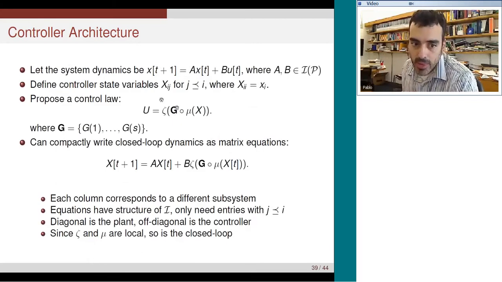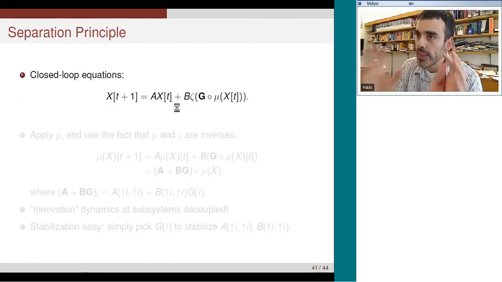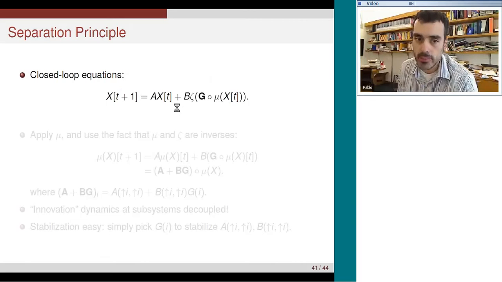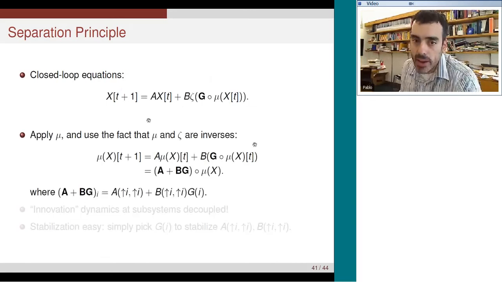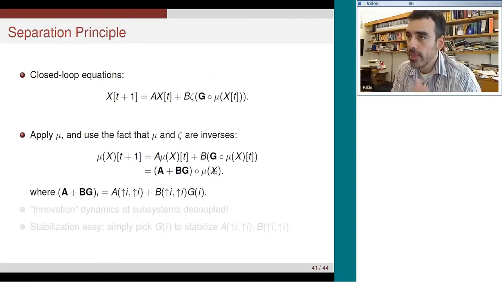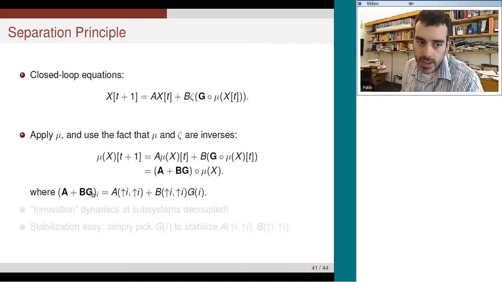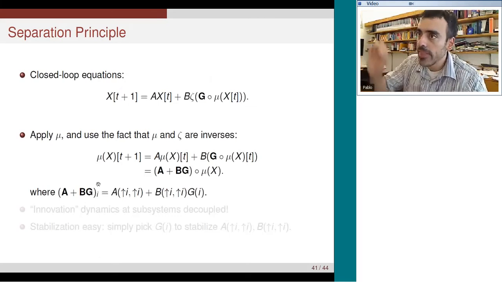Now, what's interesting about this, again, I haven't told you what G is, what my controllers are, but what happens is that in here, these dynamics will actually decouple. If I take the closed loop equations that I had before, and I apply a suitable transformation, what you will see is that in the new coordinates, the dynamics actually decouple. And what that means is that I can independently design this local dynamics, G sub i, at every subsystem in a completely independent fashion.